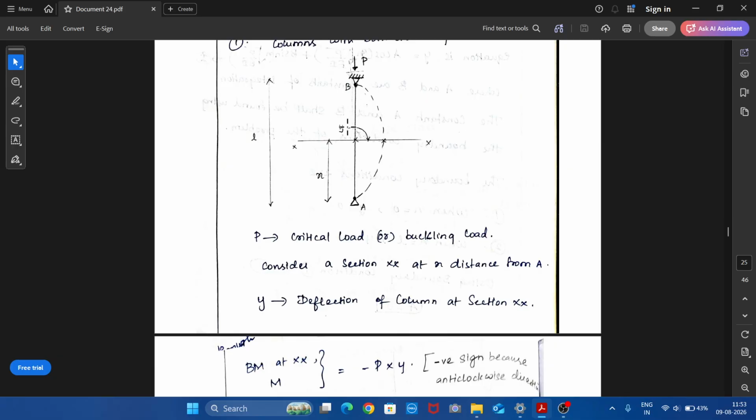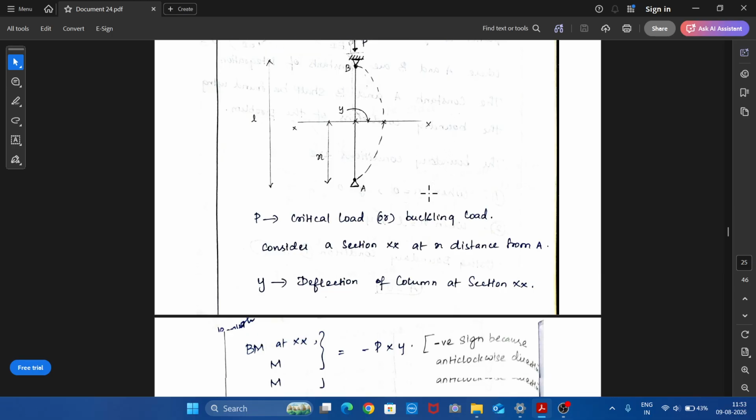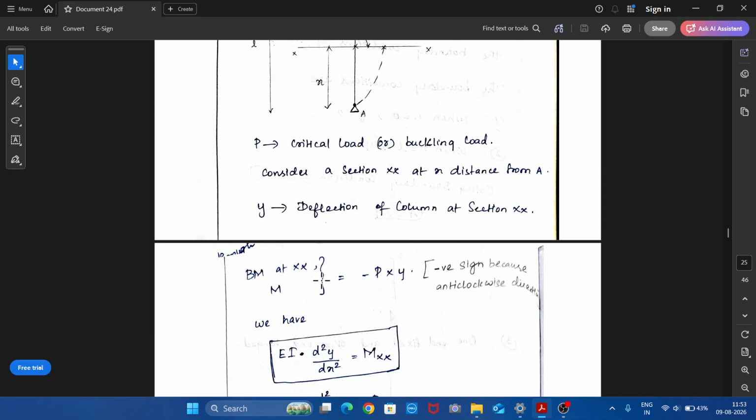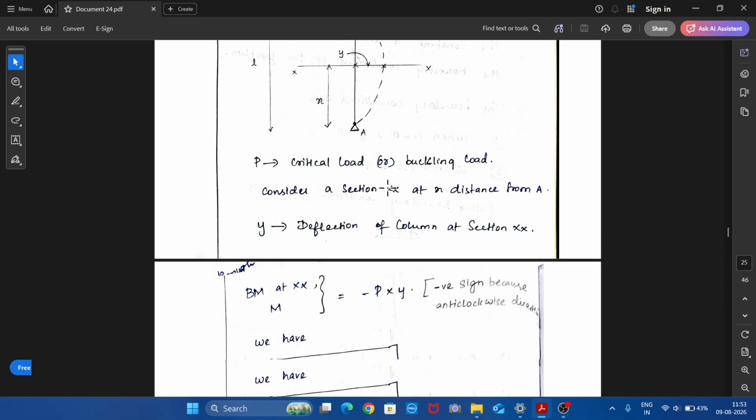And we should see the nature of the bending moment. If we are standing at this point and look at the force, it will cause an anti-clockwise moment about this point. In case we are here, the load will cause a clockwise moment. So here it causes an anti-clockwise moment, and anti-clockwise should be considered as negative. So bending moment at XX, M equal to minus P into Y. Load into distance: load is P, distance is Y. The minus sign is due to the moment being anti-clockwise.